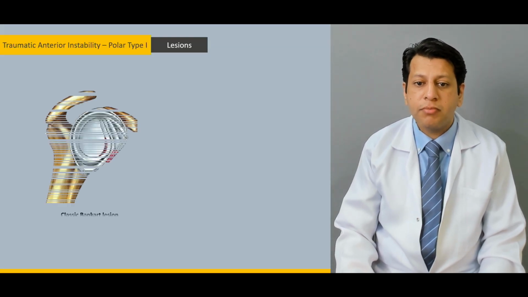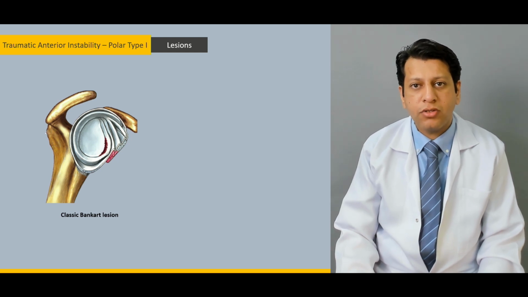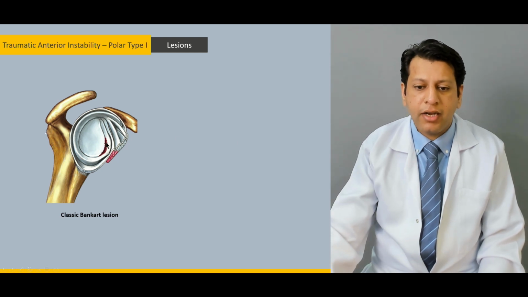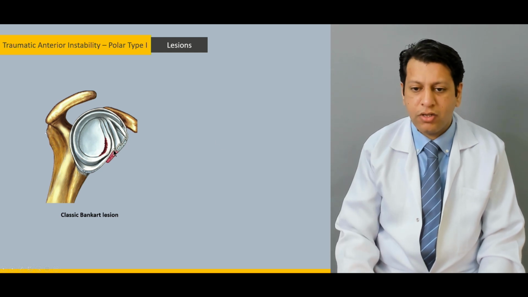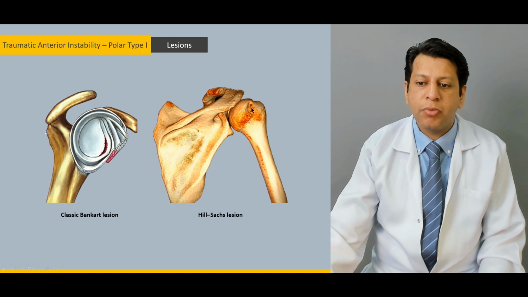Now continuing with the post-traumatic, the classical Bankart is called the ligamentous Bankart. There is an anterior inferior labral injury along with anterior dislocation of the humeral head, which produces a posterior superior Hill-Sachs lesion over the head of the humerus.